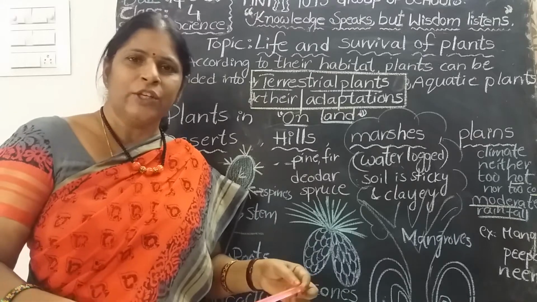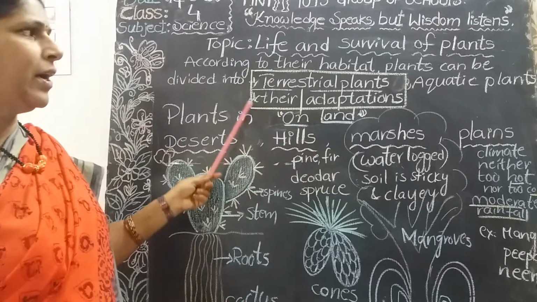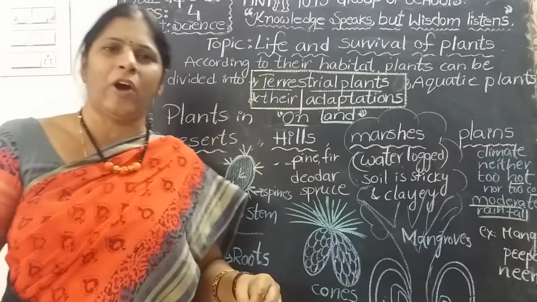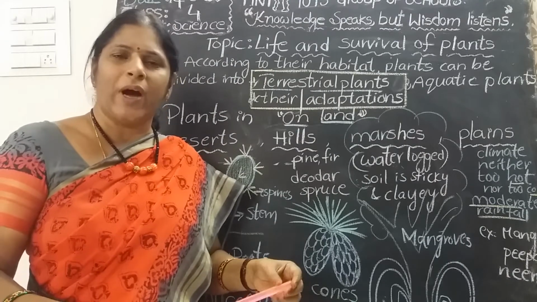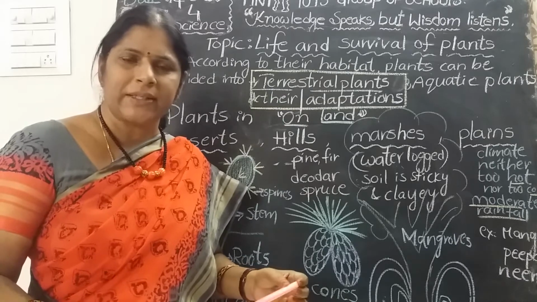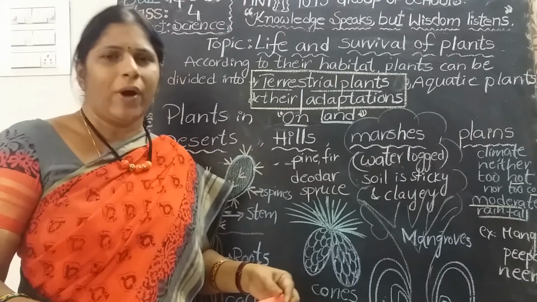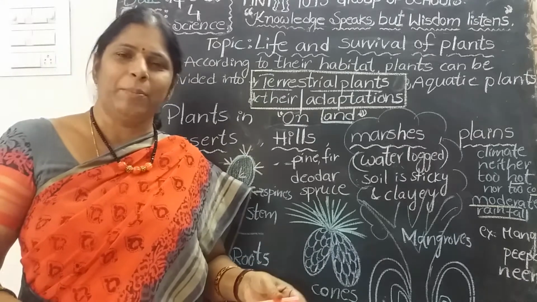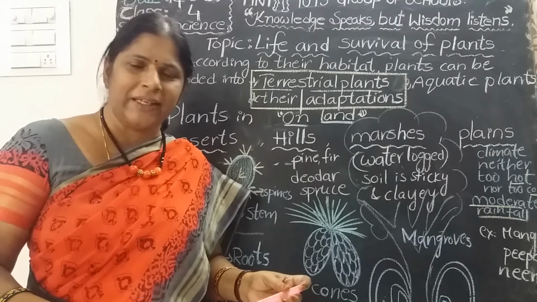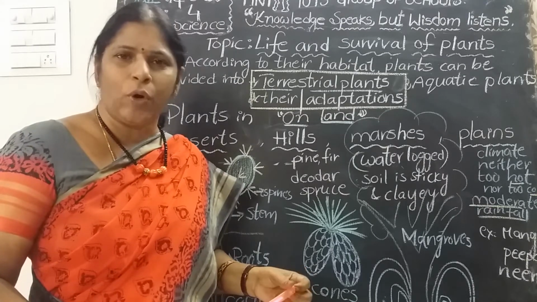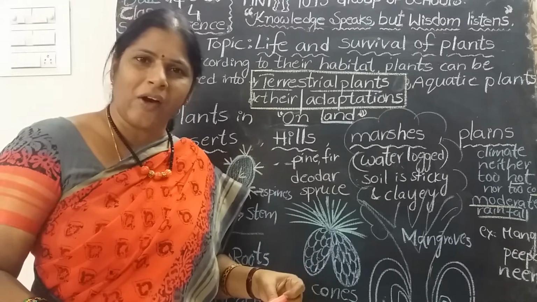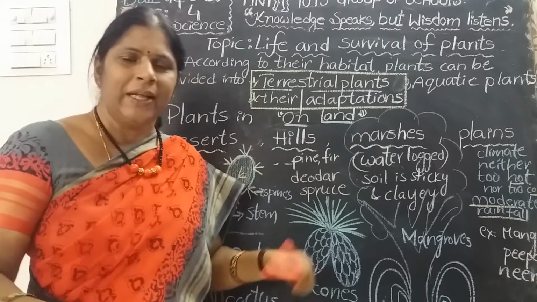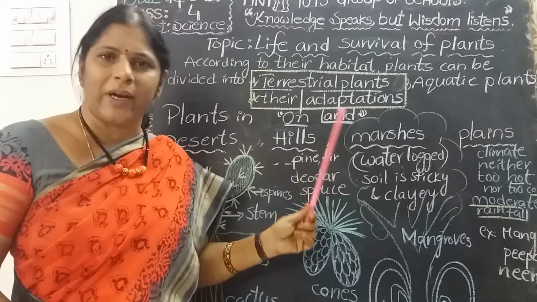Is it clear? So according to their habitat, plants can be divided into two major groups, ma. What are they? Terrestrial plants and aquatic plants. What are called terrestrial plants? Plants that live on the land. Most of the plants live and grow on the land and are called terrestrial plants. Terrestrial means on land.